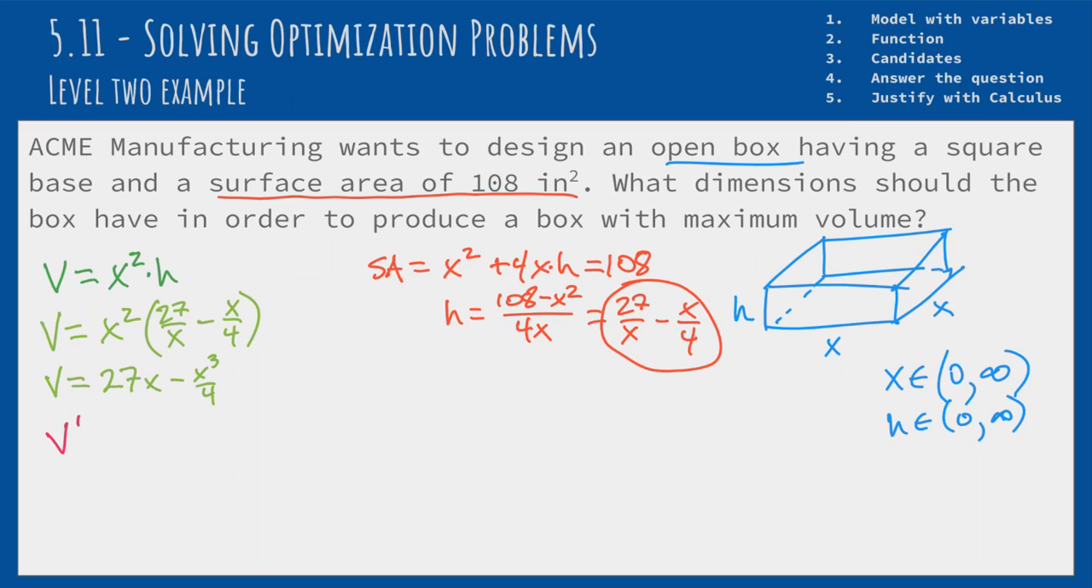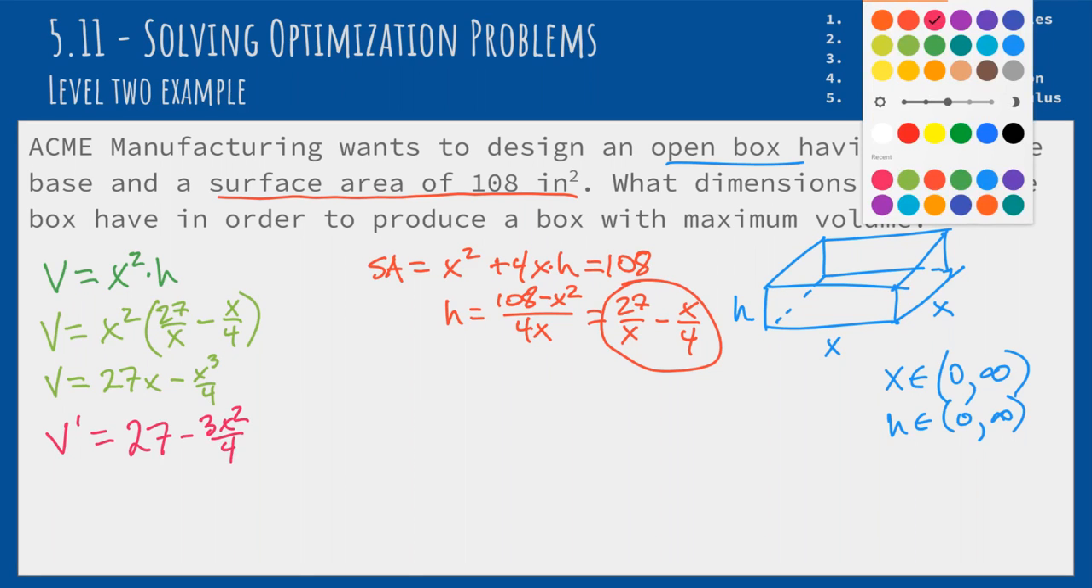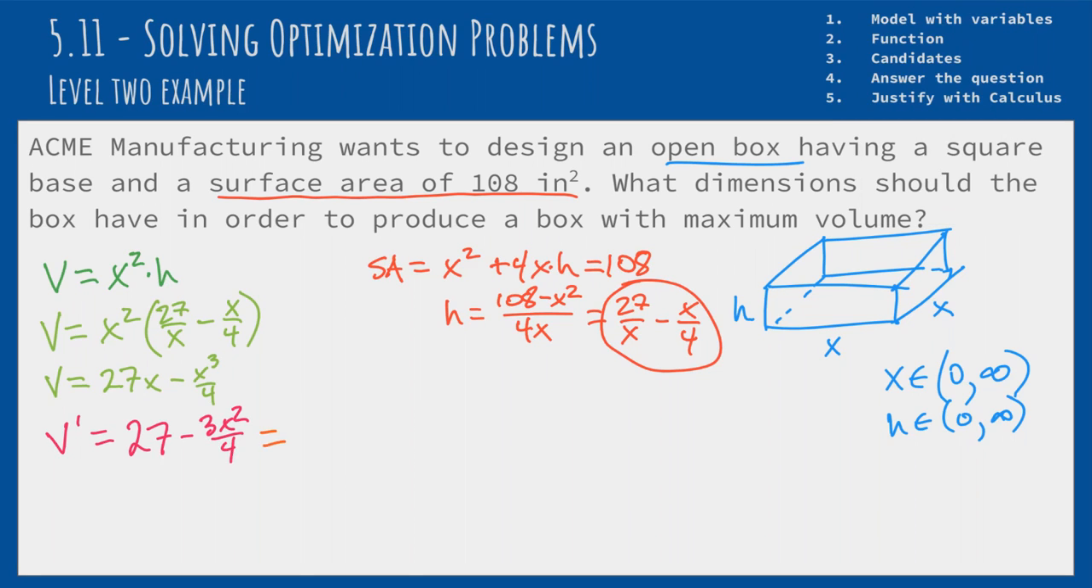So I'm going to take the derivative. That's going to be 27 minus 3x squared over 4, and I want to set that equal to 0. I want to know when is the derivative equal to 0 and when is the derivative undefined. Well, this derivative is never going to be undefined, but it is going to equal 0. So x squared equals 36 and x equals positive or negative 6.